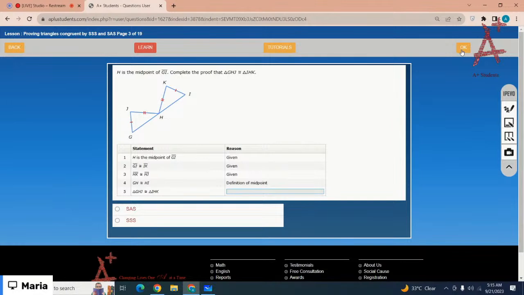Okay. Let's just see. GJ is congruent to HK, GH is congruent to KH. That is side, side, and side. That's exactly the same as what we just did, isn't it? That would be side, side, and side.